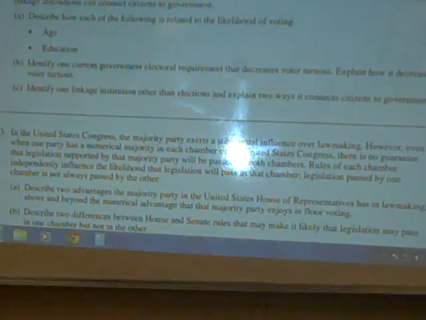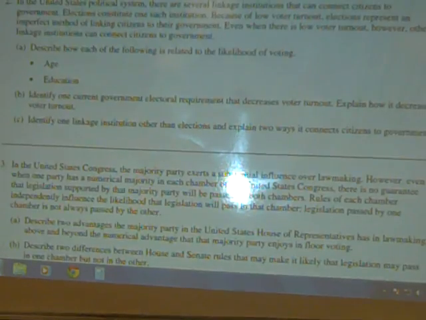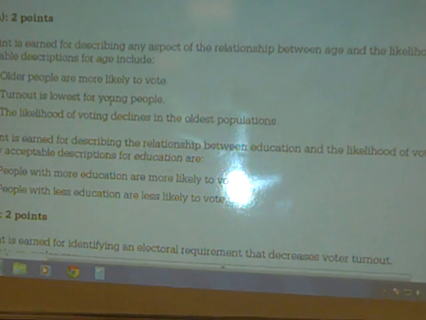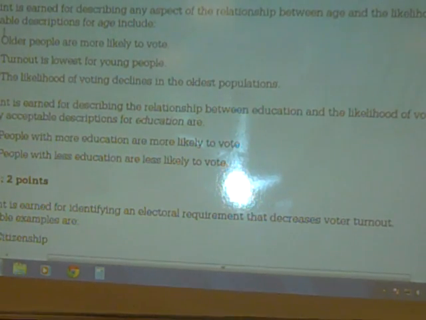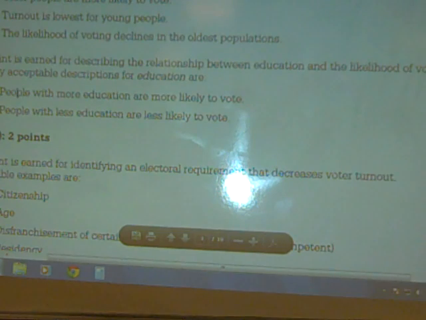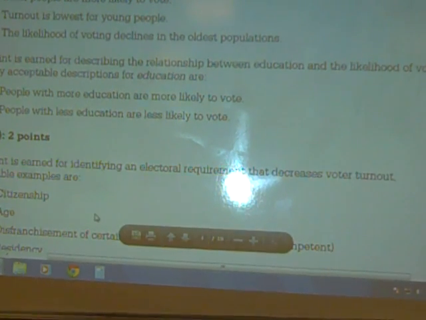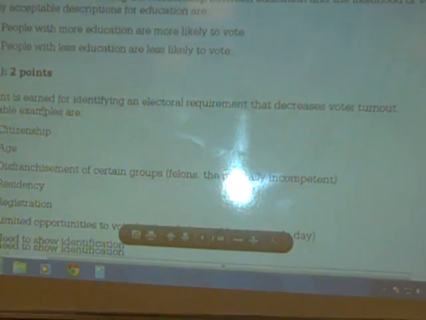Let's jump over to our rubric. What did the first question say? How do these 2 relate to voting? One point is earned for saying older people are more likely to vote, or you could say turnout is lower for young people. And then the other one, people with more education are more likely, people with less education less likely. Say either one or both. That was easy.